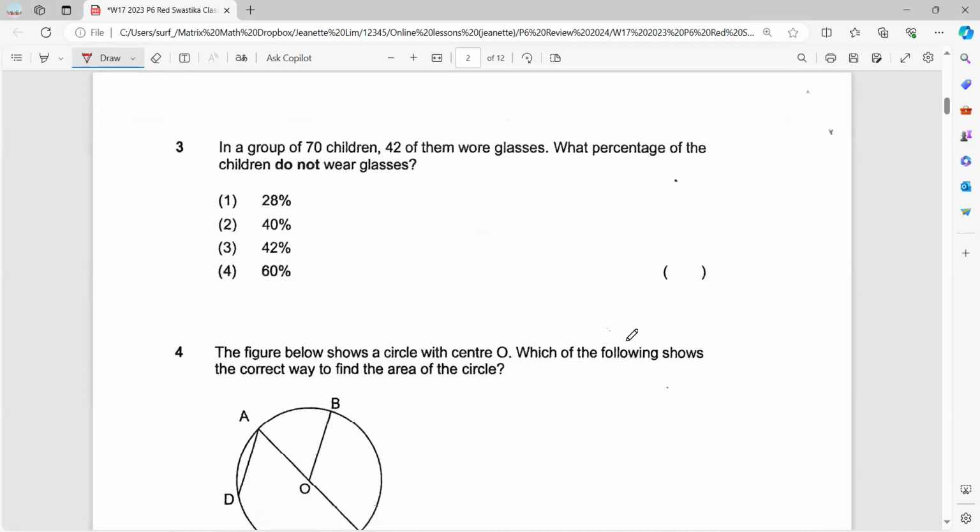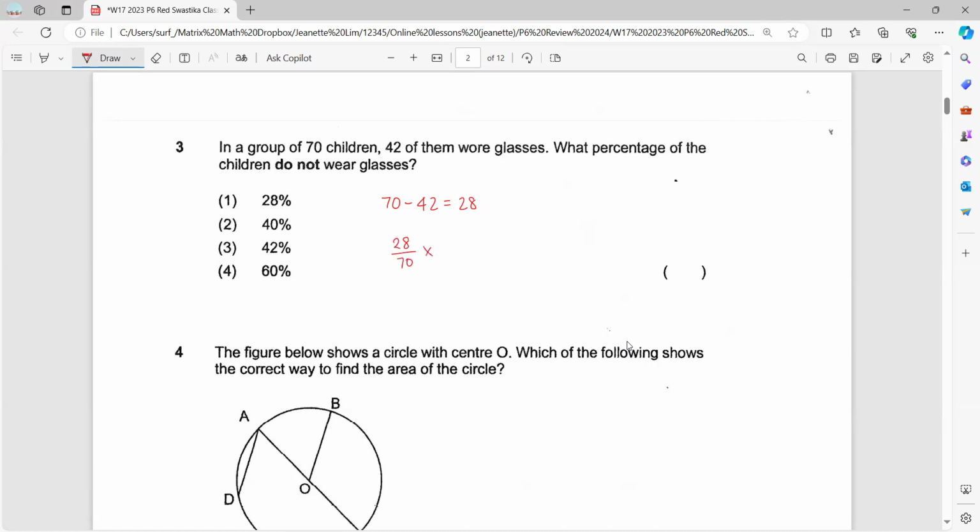Question number 3. In a group of 70 children, 42 of them wore glasses. What percentage of the children do not wear glasses? So they have given us a number of students who wore glasses. To find those that do not wear, we have to take the total minus 42. Okay, so we know that 28 of them do not wear glasses. We have to find the percentage. Okay, so let's find the fraction first. So this is 28 out of 70.